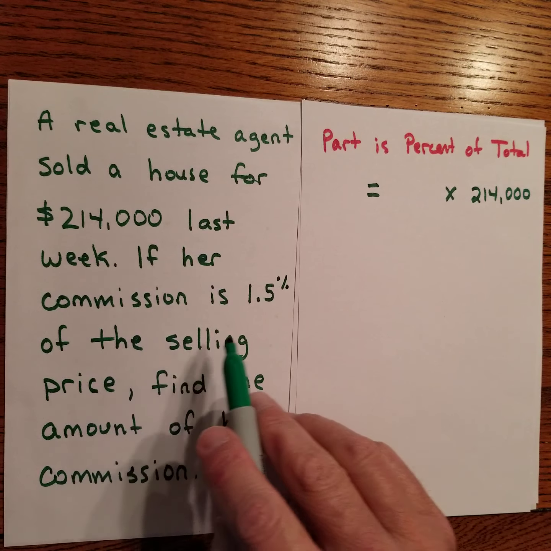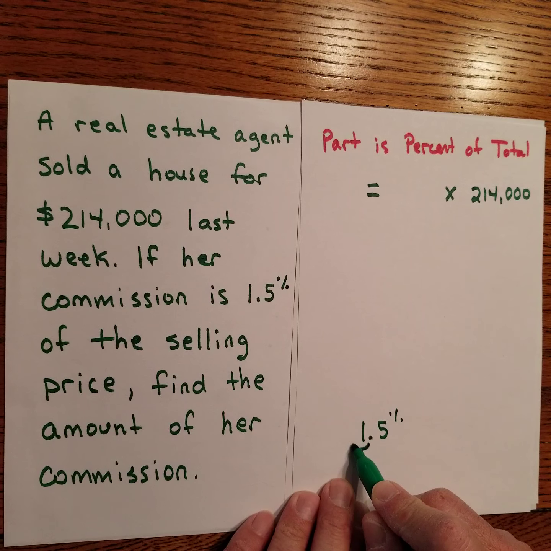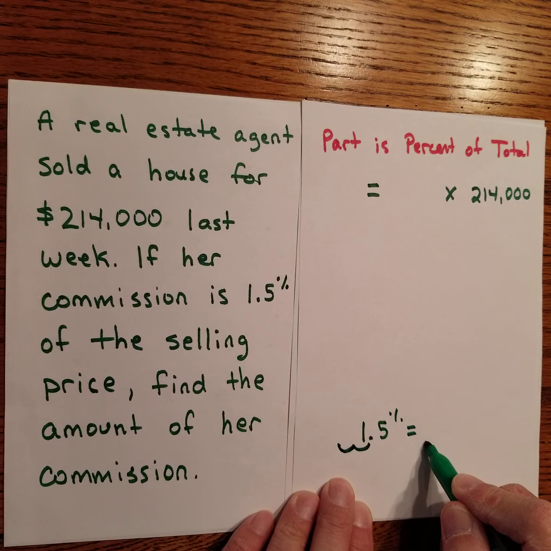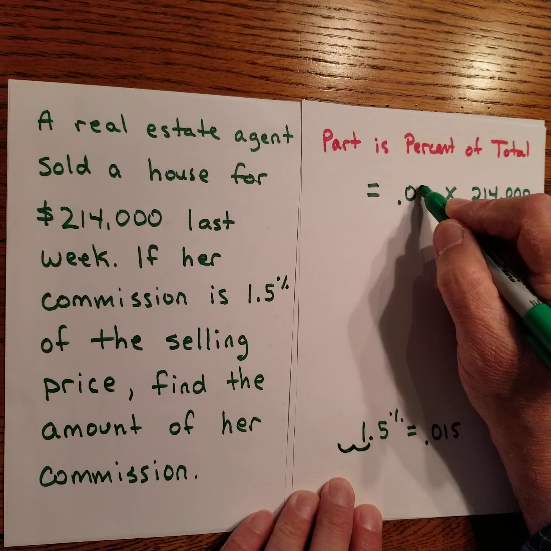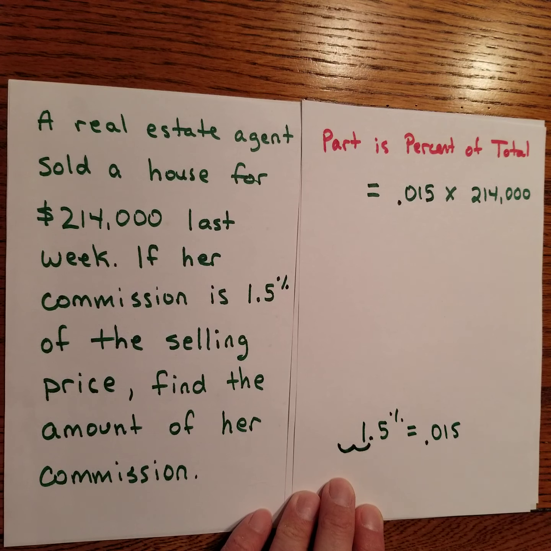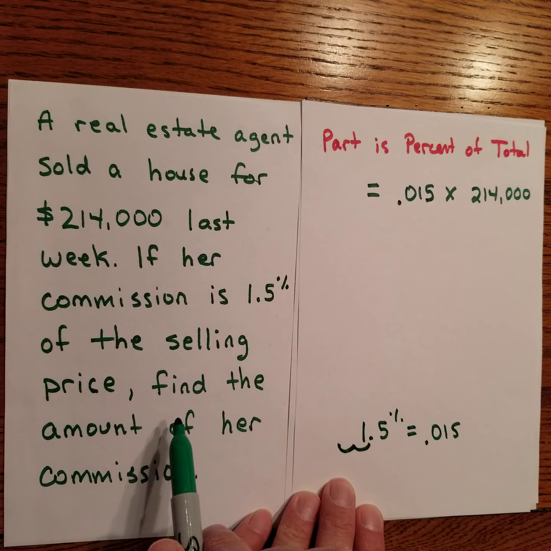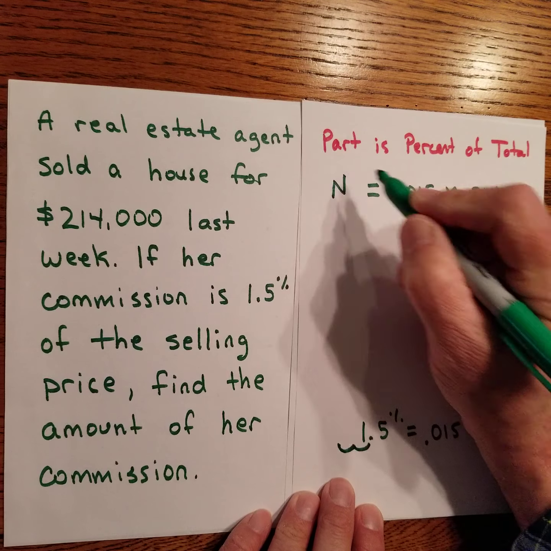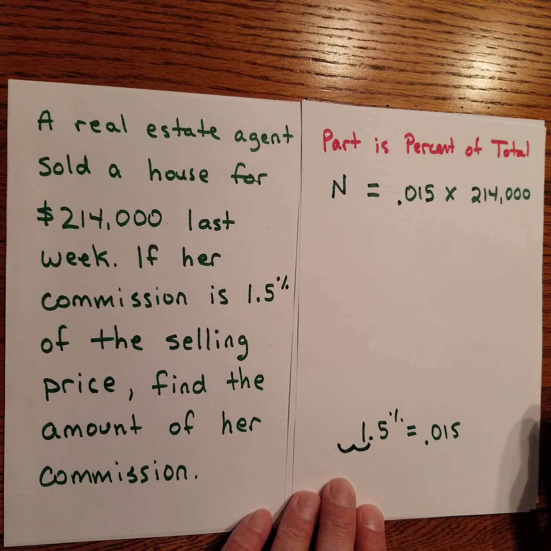If her commission is 1.5% of the selling price, I know I should change 1.5% into a decimal. 1.5% is 0.015. Find the amount of her commission. The amount of the commission, that's the part of the total selling price that the real estate agent gets to keep.